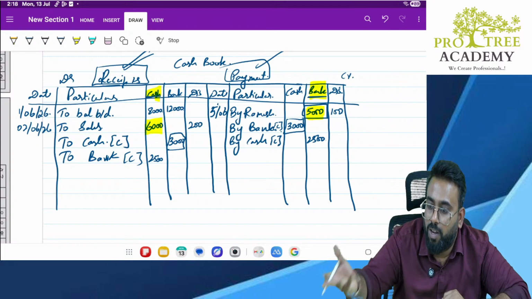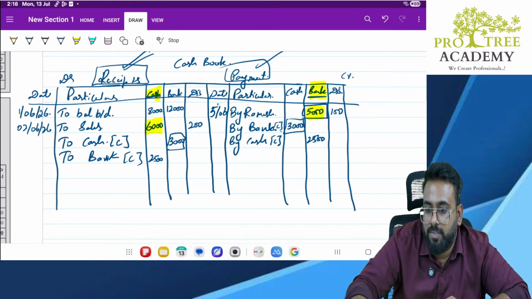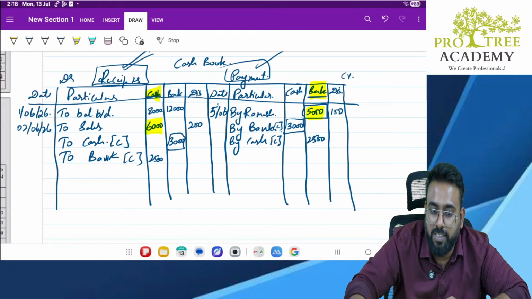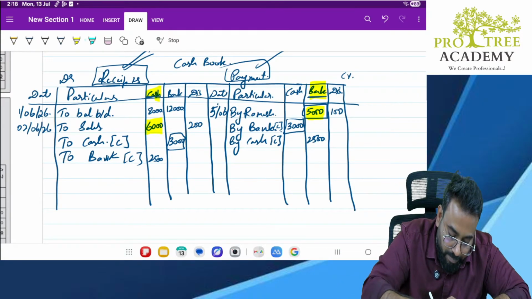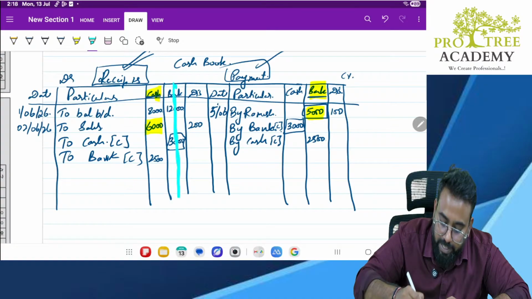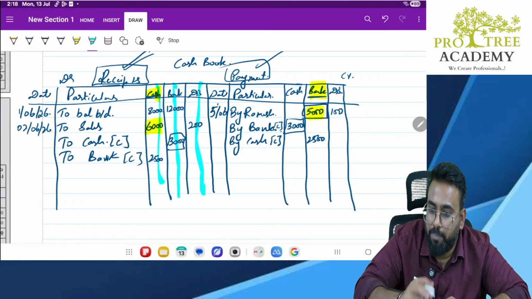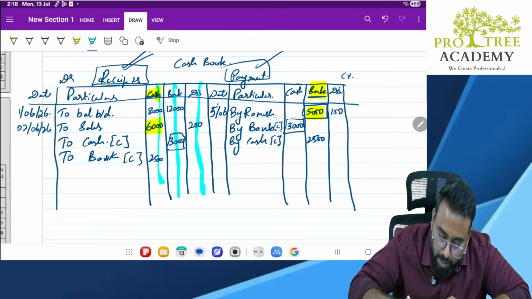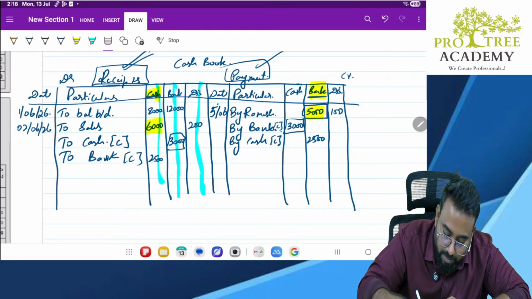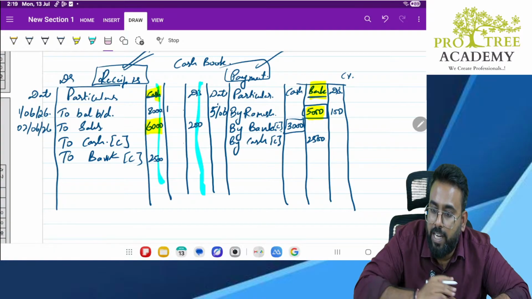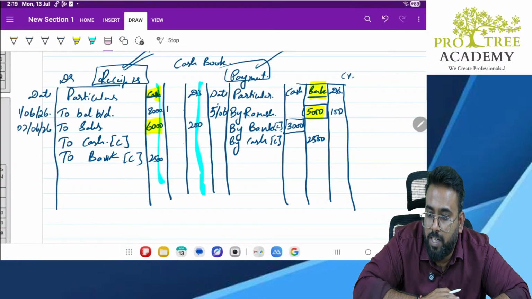Sir, now how to prepare a double column cash book? Same. The discount column is not there. Sir, what if bank is not there, cash and discount is there? Same entries only, no change. Either this will not be there, or this will not be there, but for entries, there is no change. Let's say there was no bank. This is how your cash book would have looked. Double column cash book. Correct?